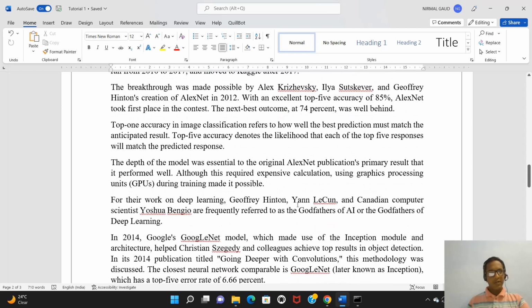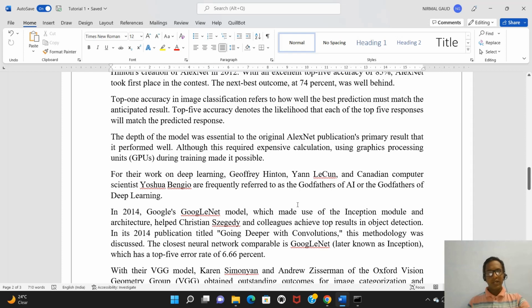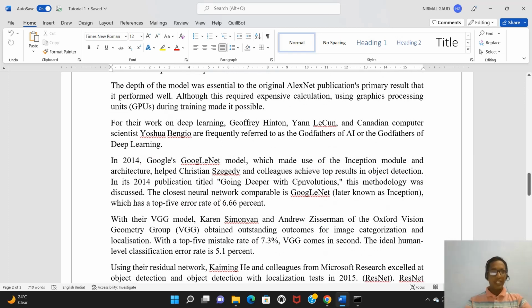Next, another work was done by Geoffrey and his team, who are called the godfathers of artificial intelligence or the godfathers of deep learning. The scientist named Geoffrey Hinton, Yann LeCun, and a computer scientist from Canada, Joshua Bengio, are called the godfathers of AI. In 2014, Google came and created its own model for image classification, GoogleNet. It uses another technique or algorithm called inception. So the inception module or inception architecture performed the object detection.